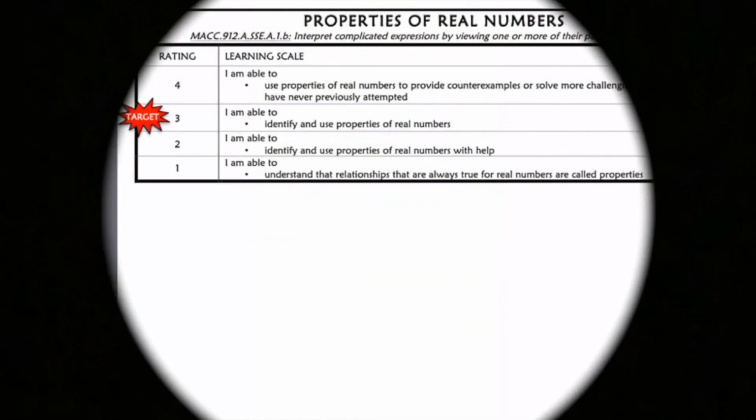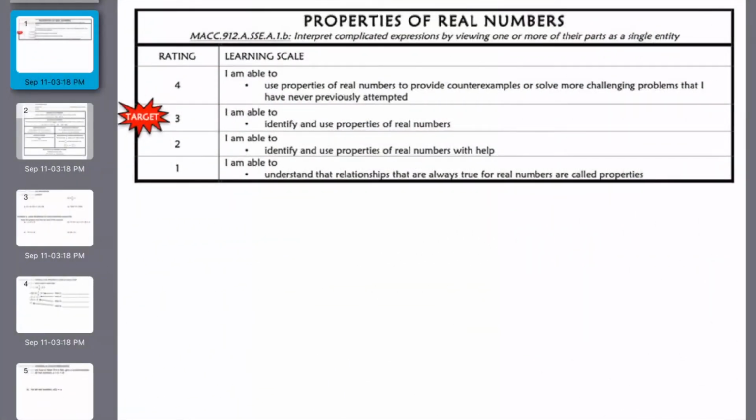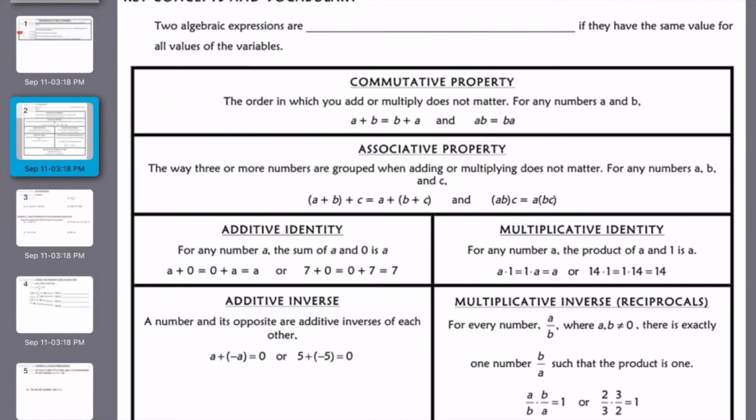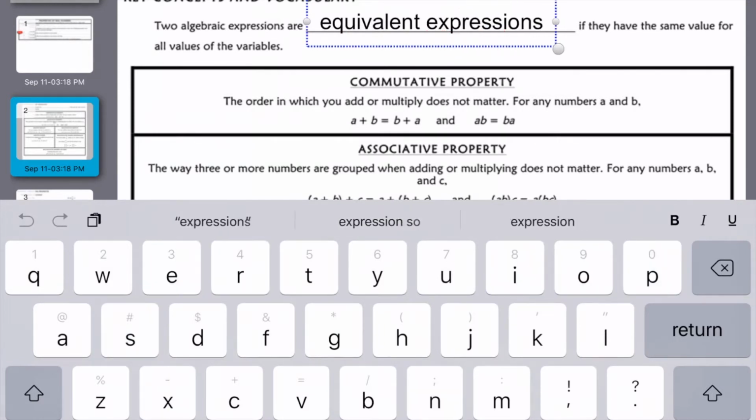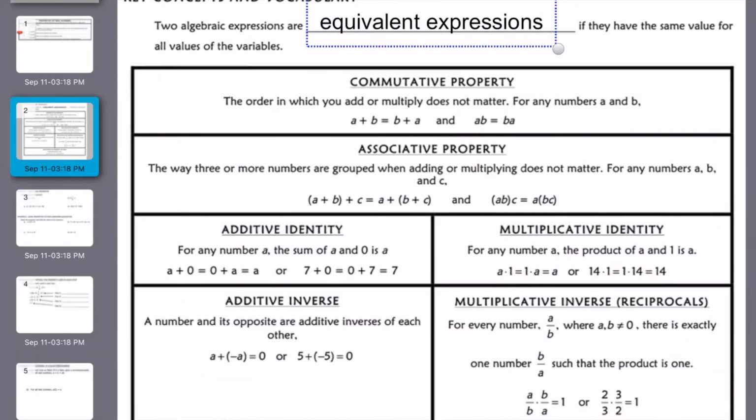Without further ado, this week we are talking about the properties of real numbers. By the end of this video, I'm hoping that you're able to identify and use the properties of real numbers. Our key concepts and vocabulary: two algebraic expressions are considered equivalent expressions if they have the same value for all values of the variables.